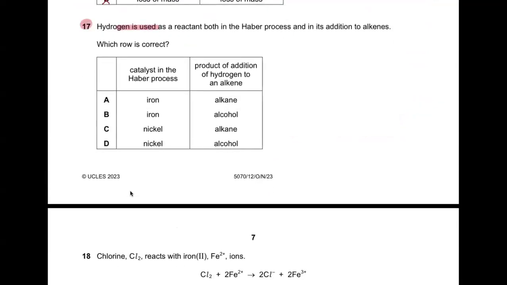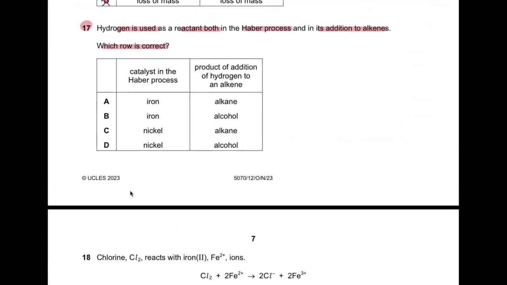Now MCQ number 17. Hydrogen is used as a reactant both in the Haber process and in its addition to alkenes. Which row is correct? Okay, catalyst in the Haber process. So we know that in the Haber process, the catalyst is iron, right? So C and D go wrong. Product of addition of hydrogen to alkene. When hydrogen is added to an alkene, we get an alkane. So B goes wrong and A is our correct answer, right?